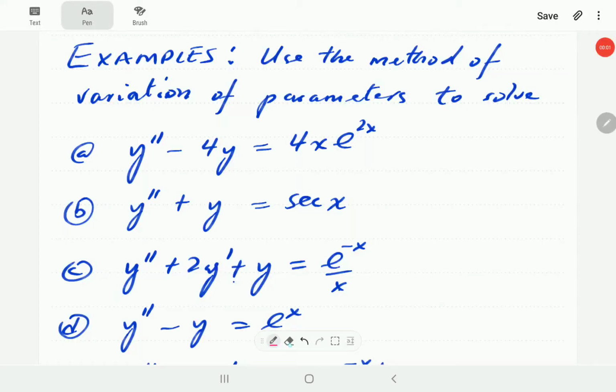Alright, this video is a part 2 of a three-part series on the method of variation of parameters. In the first video, we introduced the method and the formulas involved. In this video, we're going to start solving some examples. In particular, we're going to solve example A and example B, then example C we will do in part 3.